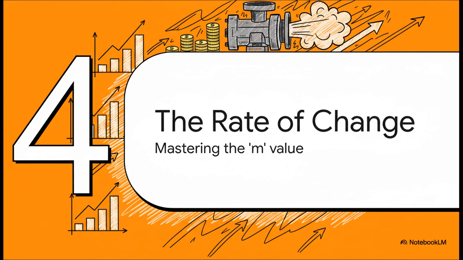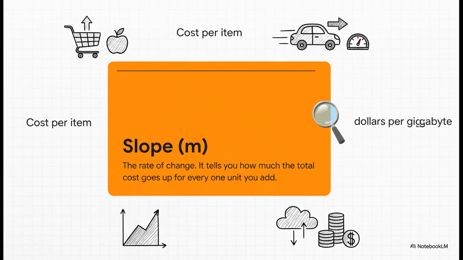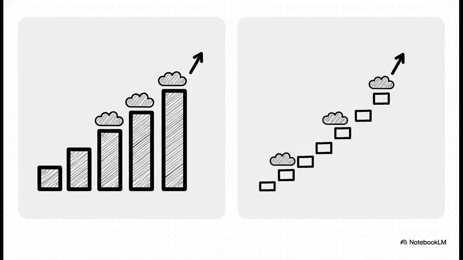Now, if B is the static, boring starting point, M is where the action is. It's the dynamic part, the engine that makes the cost go up. M is just the rate of change. Think of it as cost per thing, miles per hour, dollars per gallon, or in our case, dollars per gigabyte. It's the number that tells you exactly how fast your bill is going to climb for every single unit you use. And just like with the starting point, our two plans have very different rates of change.